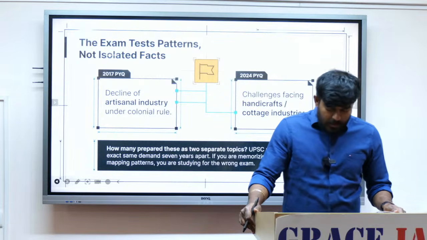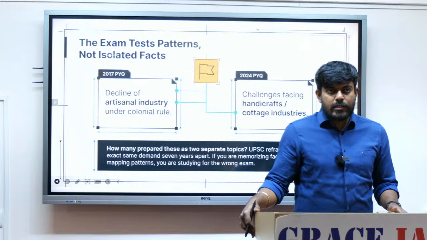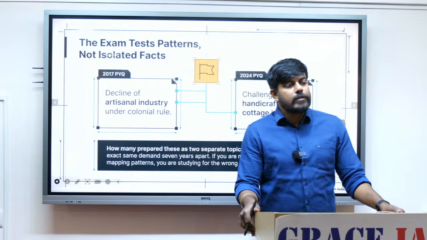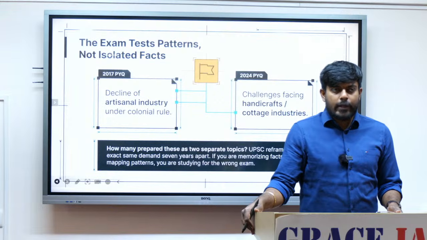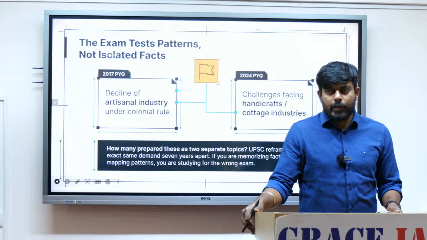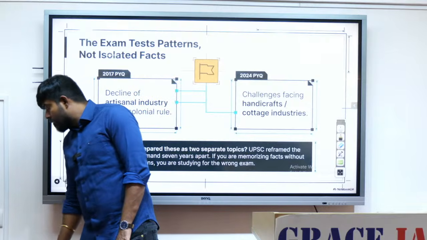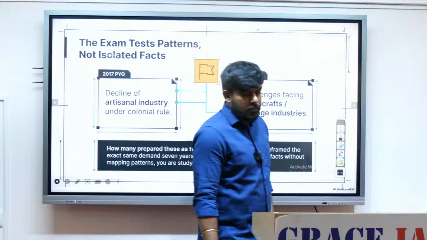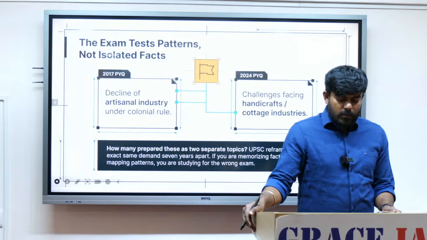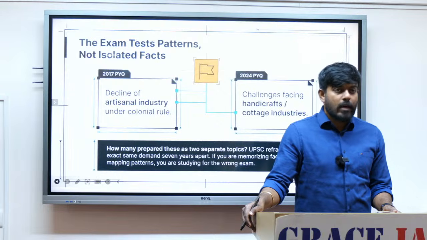Write one more question. Examine critically the various facets, means dimensions, various facets of economic policies of the British in India, from mid 18th century till independence. 2014 question, 10 marker.